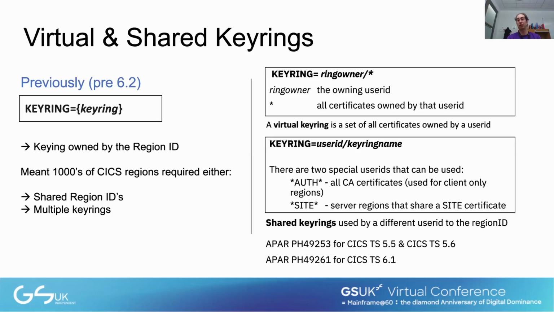So that's useful if you're a client-only region, so you only go outbound and you just need to verify other service certificates. But equally, you can use sites. So if you're a server region only using site certificates, then you can use the special site keyring. And we did backport that capability to 5.5.5.6 and 6.1.